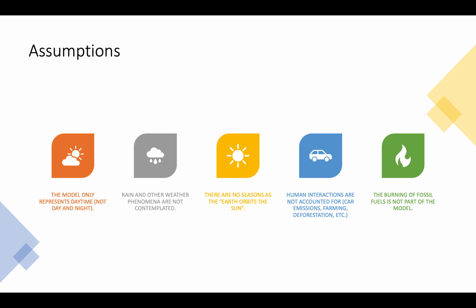Some of the assumptions that I made for this model were that, first of all, the model only represents daytime. There's no day and night like in real life. Also, rain and other weather phenomena like hurricanes and storms are not contemplated in the model. There are no seasons as the Earth orbits the sun, so there's no summer, no winter. It's always the same season. There's no human interaction in the model, and the burning of fossil fuels is not accounted for either.